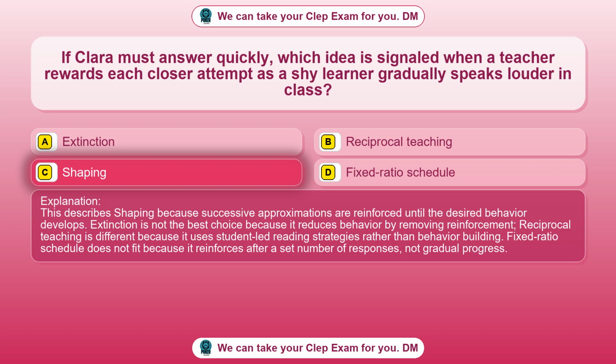This describes shaping because successive approximations are reinforced until the desired behavior develops. Extinction is not the best choice because it reduces behavior by removing reinforcement. Reciprocal teaching is different because it uses student-led reading strategies rather than behavior building. Fixed ratio schedule does not fit because it reinforces after a set number of responses, not gradual progress.